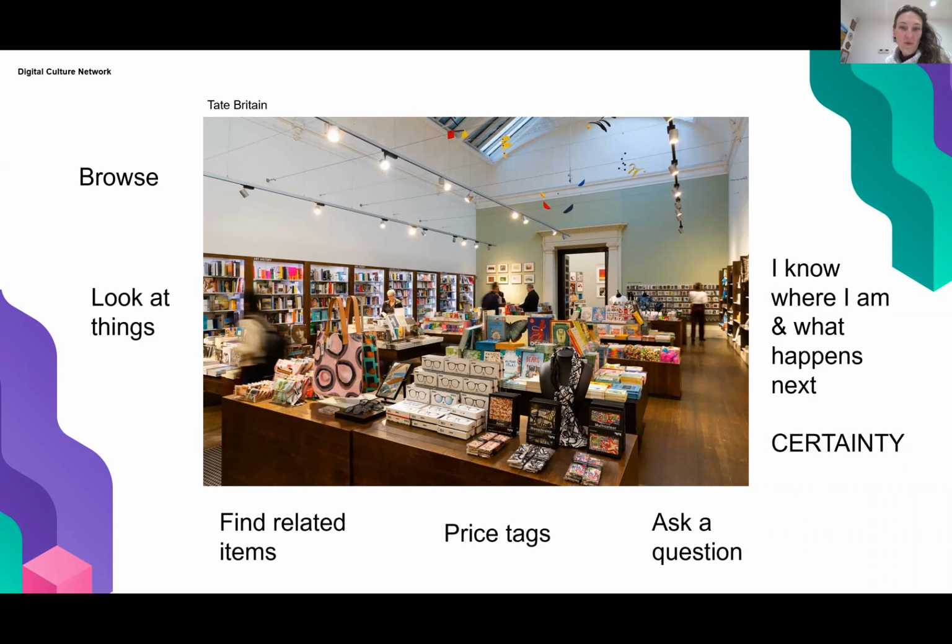So I've looked at the product that I'm considering buying. I know the price of it. I can take that item to the till. I know what that price will be. And even more importantly, I'll know I can then take that item home with me that very day. So there's an awful lot of certainty.